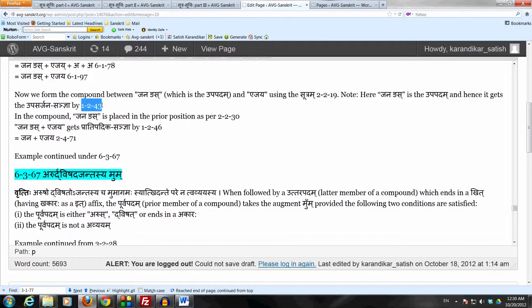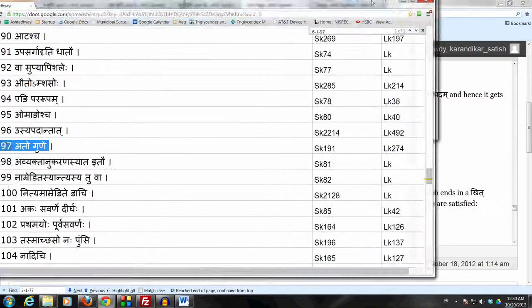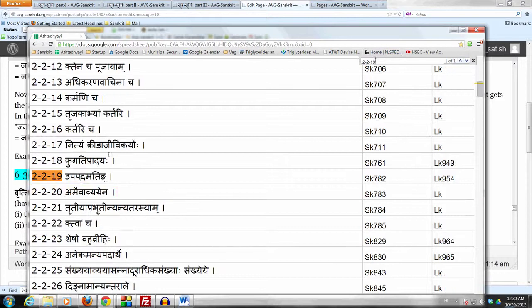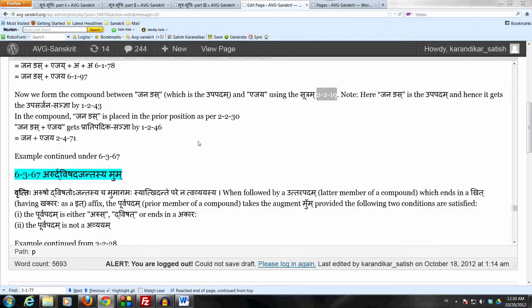Prathamanirdishtam samasa upasarjanam. Because the term upapadam in the sutram upapadam atin, in the samasa vidhayaka sutram, ends in the prathama vibhakti, hence this jana nyas, which is the upapadam, gets the upasarjana sanya by prathamanirdishtam samasa upasarjanam, and then by 2230 upasarjanam purvam, this upasarjanam is placed in the prior position as a prior member, as the earlier member in the compound. So we get jana nyas plus ajaya. And the samudaya jana nyas ajaya gets the pratipadika sanya by krit taddhita samasashcha. And then we remove the nyas affix. It takes a luk elision by 2471 supo dhatu pratipadikayoho. So far we have jana ajaya.